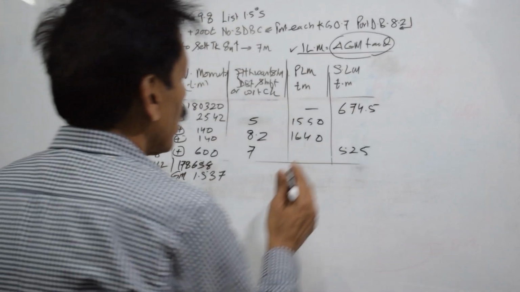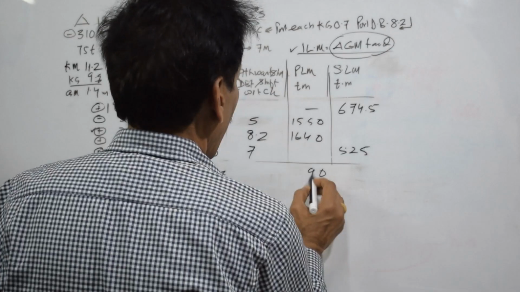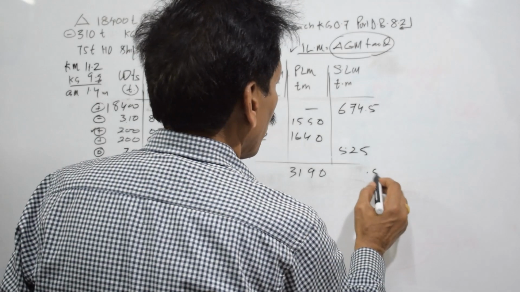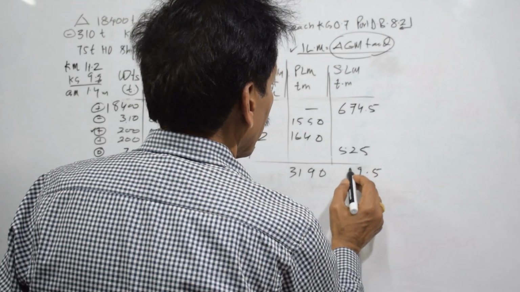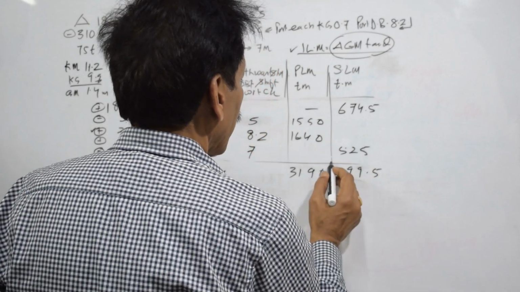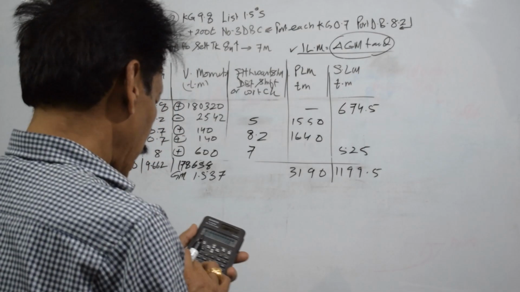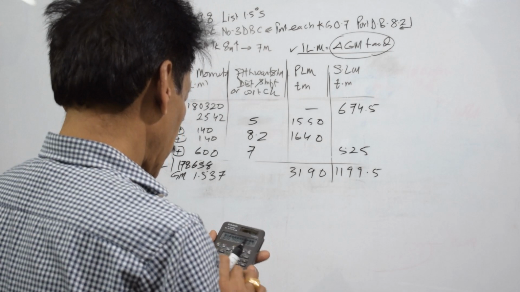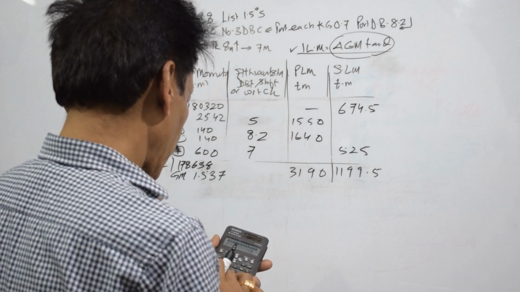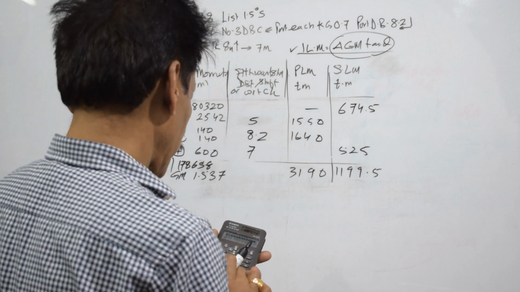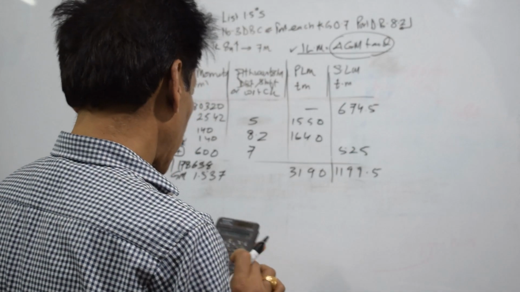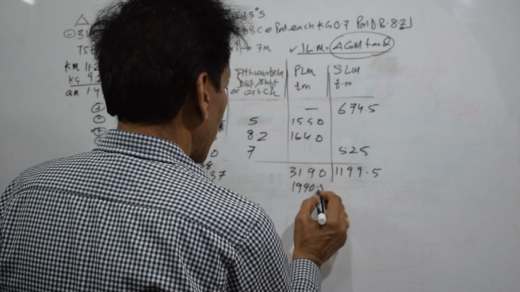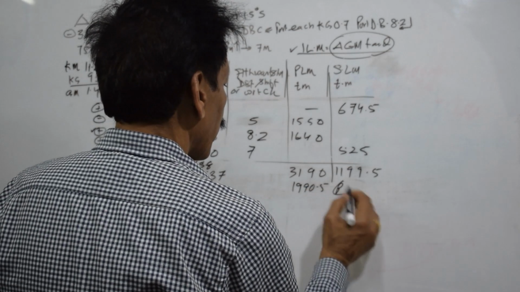Let's look at the port listing moment. It is 3190 and this side is 1199.5. 3190 minus 1199.5, it should be that way around, gives 1990.5 as the port listing moment.